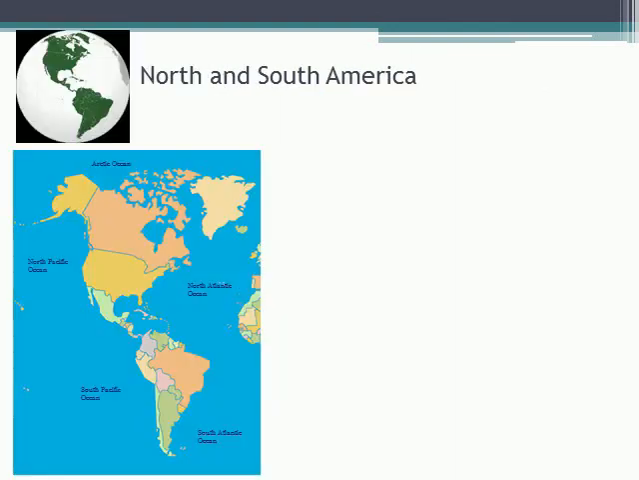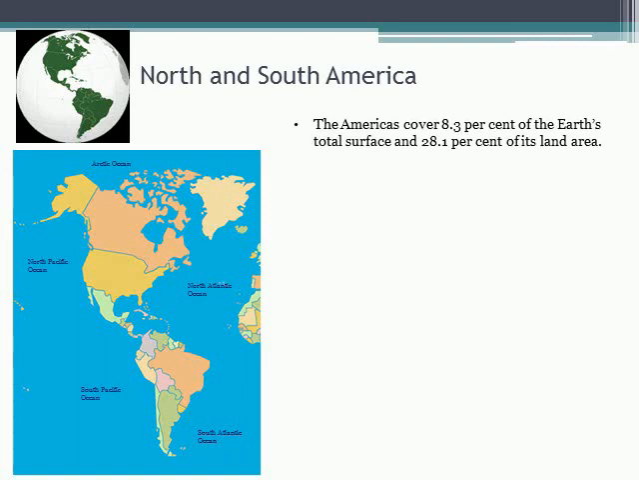Okay. Now we're going to study North and South America. Actually, not study. A quick review. This is what you already learned in the previous years in your primary school. So North and South America. What do we know about them? The Americas cover 8.3% of the Earth's total surface and 28% of its land area.